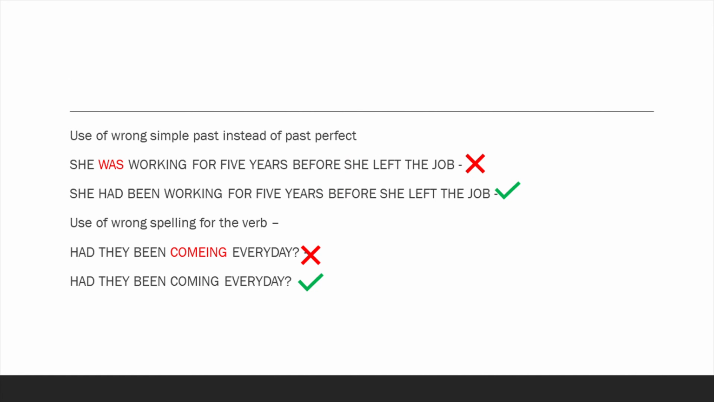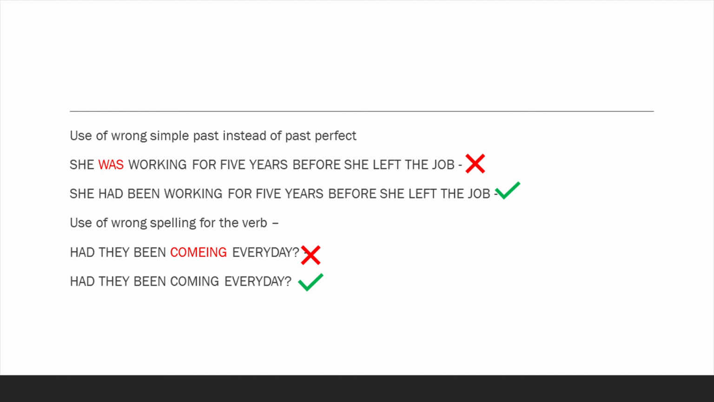Next one is using simple past instead of past perfect. If you don't use the past perfect, you can't signify the sequence of events, or highlight the fact that it happened way back in the past before some other thing. So you can't say, she was working for 5 years before she left the job. That's wrong. You should say, she had been working for 5 years before she left the job.